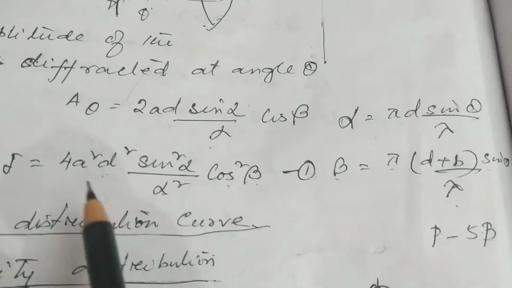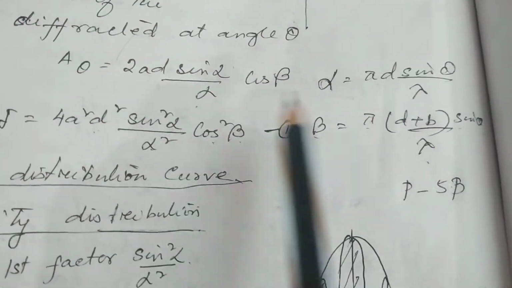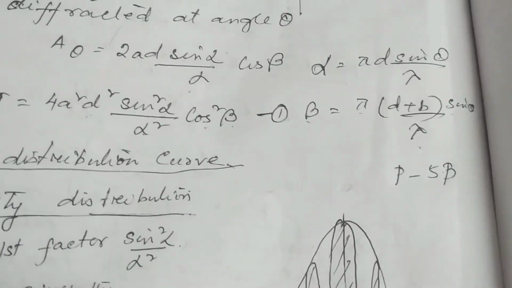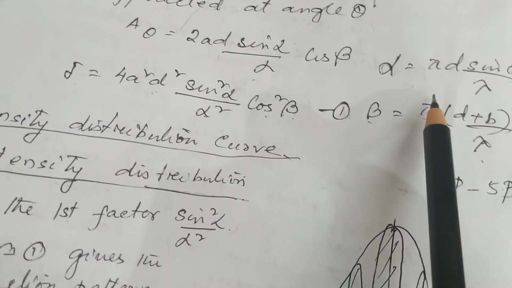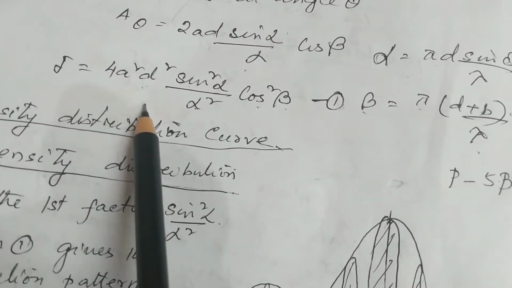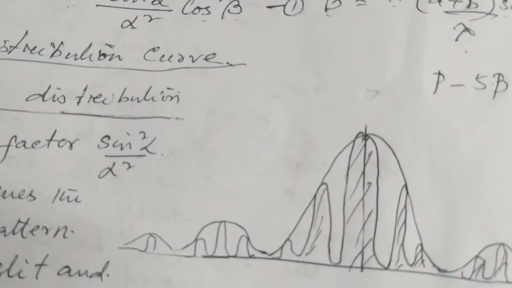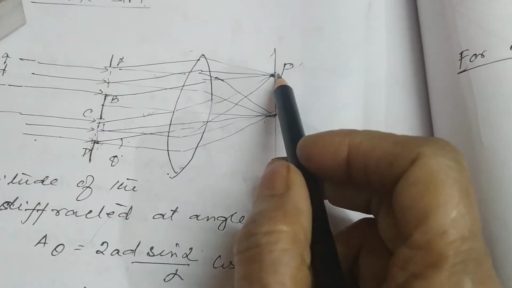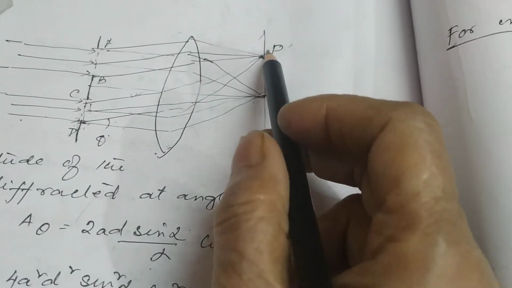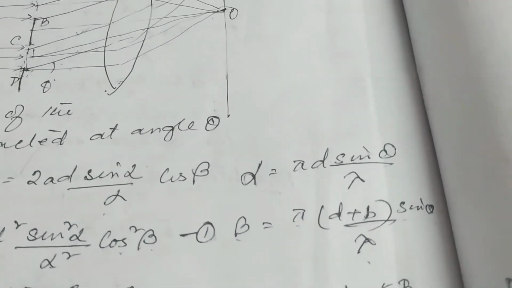Now this is the formula of intensity at the point P, where alpha and beta are given by this. Again the intensity is a function of alpha and beta, where alpha and beta are functions of theta. That means intensity is a function of theta. As my angle of diffraction changes, the position of the point P will also change, so accordingly the intensity on the screen will vary. Now let us see where I will get maxima and minima.